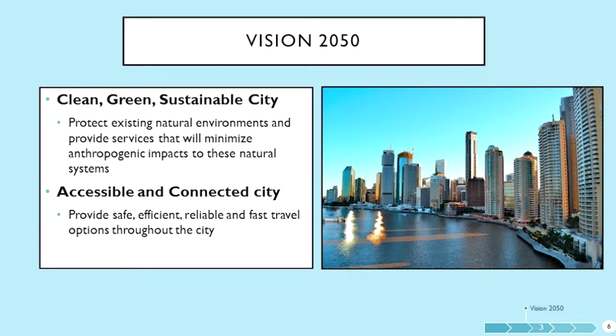For our vision for 2050, we really want to keep the clean, green, sustainable theme, which encompasses a lot of the waste, energy, and water going into the city, and we wanted to preserve the natural existing systems and minimize the human impacts to them. In addition, we also want to focus on transportation, so we wanted to make it a very accessible and connected city. That includes providing safe, efficient, reliable, and fast travel for everyone in the city.